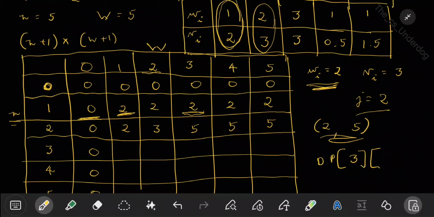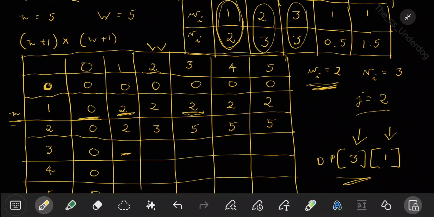Next is the third row we are checking, the fourth row, which is having index 3, 1. What does this mean? You are including the first 3 items. That is, whatever the first 3 items are, they can be included in the knapsack. That is a possibility. And the total capacity of the knapsack is 1 at this point. What do you do now? You will try to include this item, which has weight 3 and value 3.